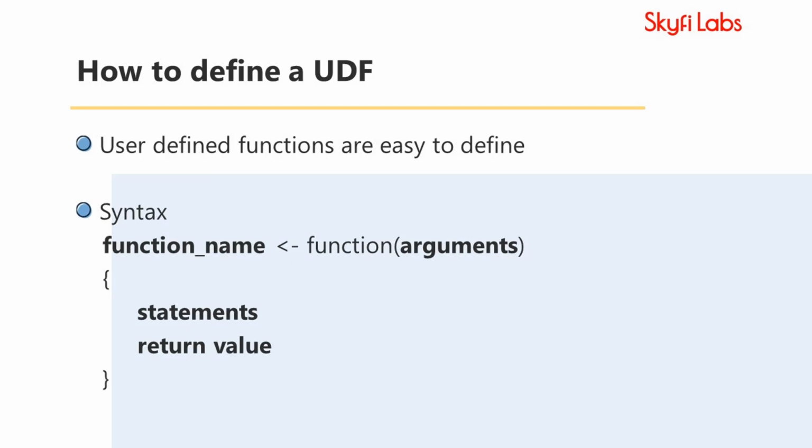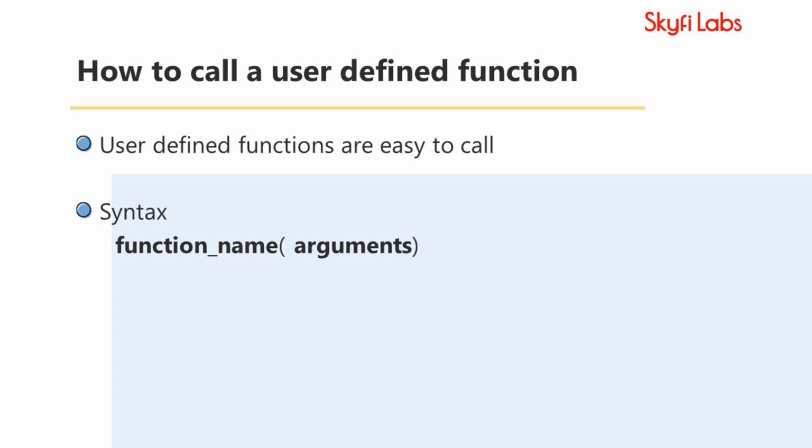So, how to create a user-defined function? Very simple. We will assign the name of the function to function, and in closed brackets, we will pass arguments, and then open a flower bracket. The flower bracket indicates the body of function. The function will have some statements, which are some operations based on the arguments passed, and in the end, we will pass the result from the return value. Simple, right? Well, let's learn how to call a function also. It is much simpler. We will just type the function name with arguments.